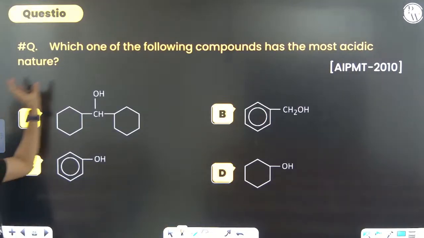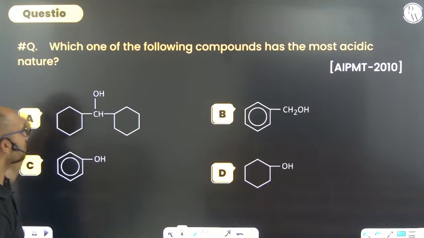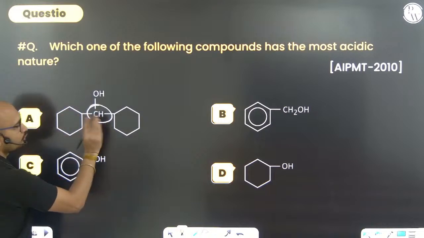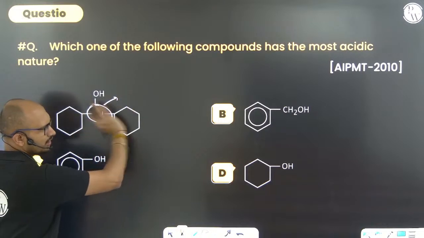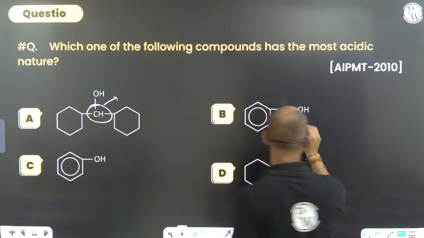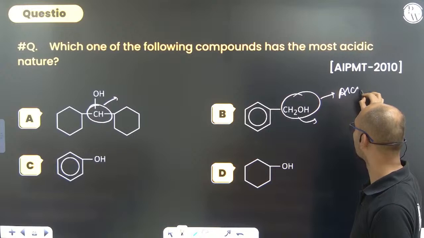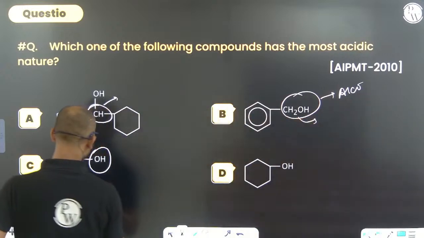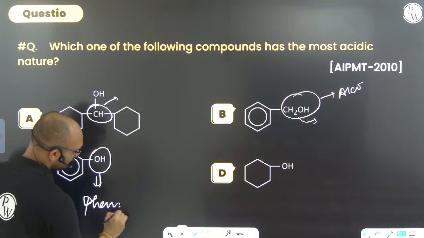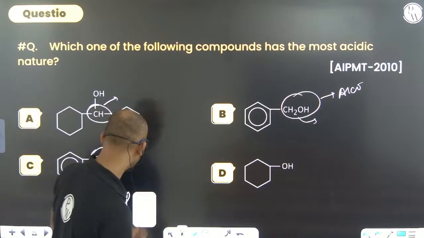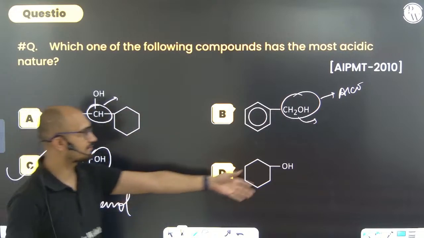Next. Which of the following compounds is the most acidic? Okay, most acidic. What is this? This is a normal OH, normal alcohol. Remove it. It is benzyl, also an aliphatic alcohol. Normal alcohol. What is this? This is phenol. Phenol is more acidic for sure. So option C is the correct one because all others are alcohols.